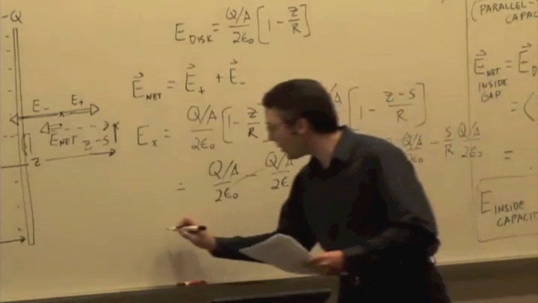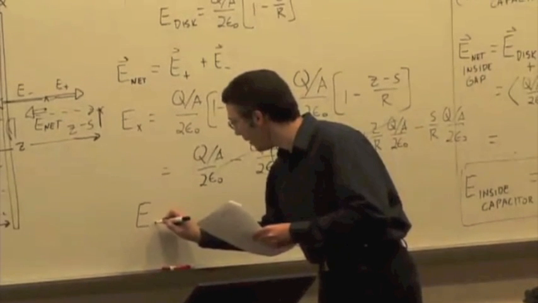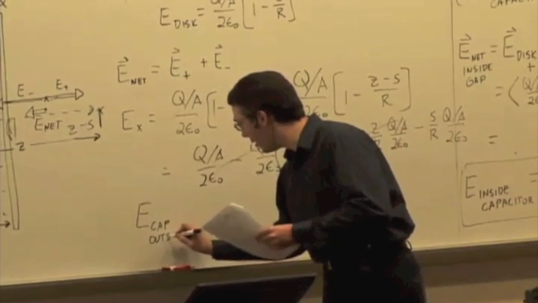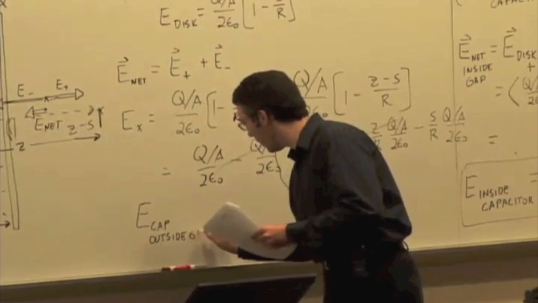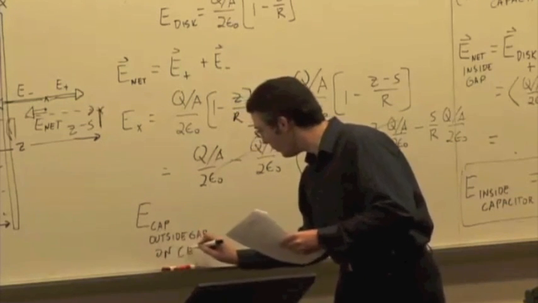We end up with the X component. I'm just going to look at the magnitude here. The magnitude of the field of a capacitor outside the gap on the center axis.